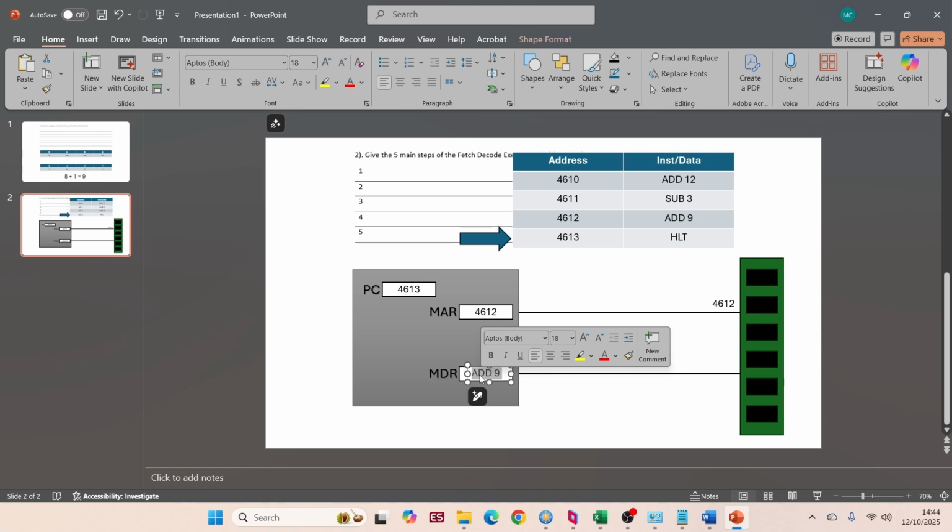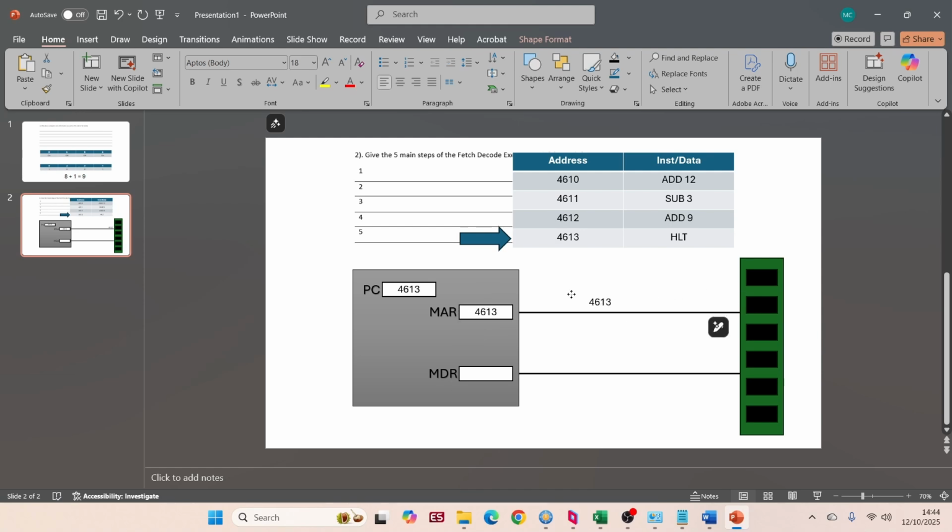Oh, what have I got to do with it? And then it's going to execute it and repeat. So that's basically what happens in the fetch, decode, execute cycle. And then this would happen again, obviously. So then the program counter would get copied into here.